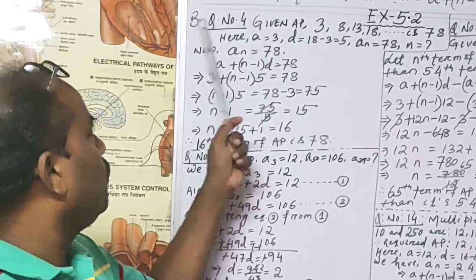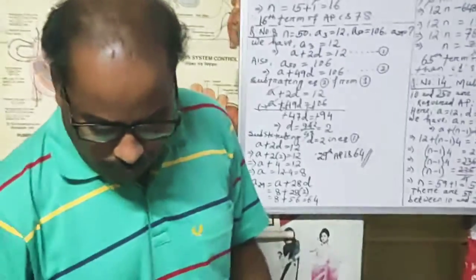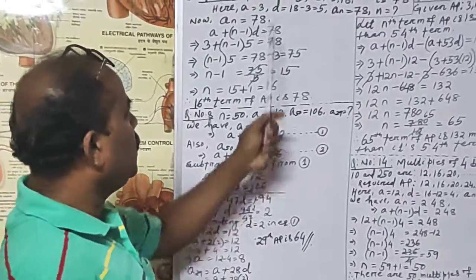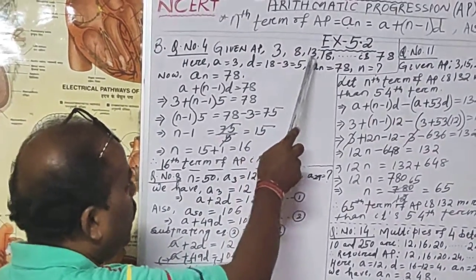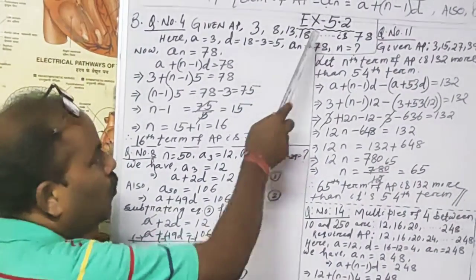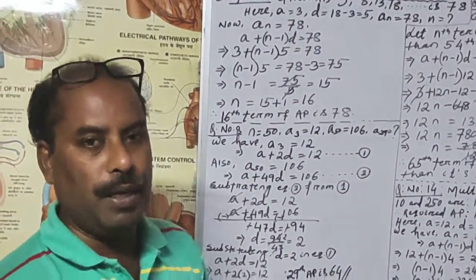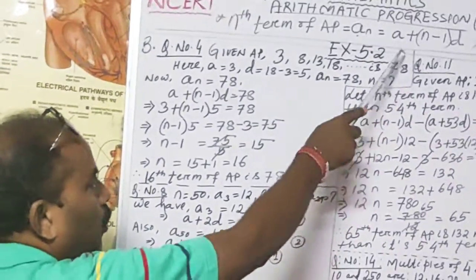We will start from question number 4, part B. Question number 4 says: which term of the AP 3, 8, 13, 18 is 78? Which term of the AP? So this is the AP. Which term of the AP will be 78? For example, the third term is 13, the fourth term is 18, the fifth term will be 23. So which term will be 78? We have to find which term, meaning the n value.